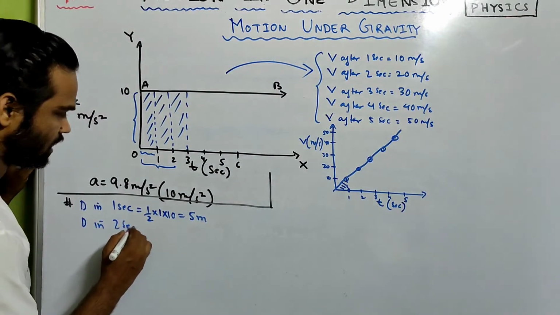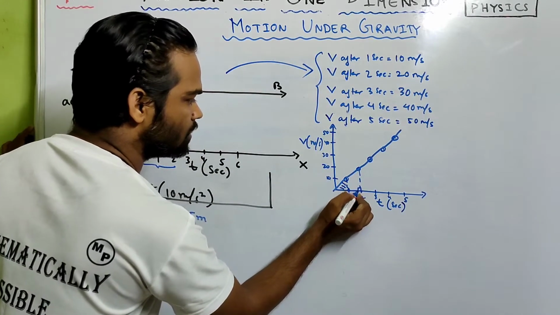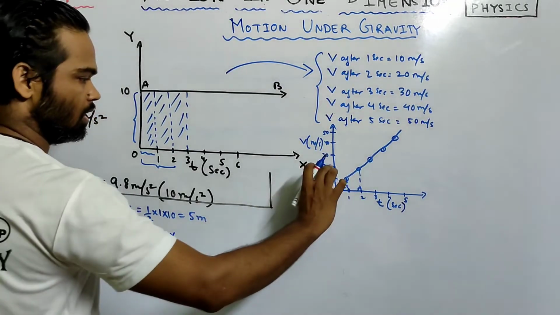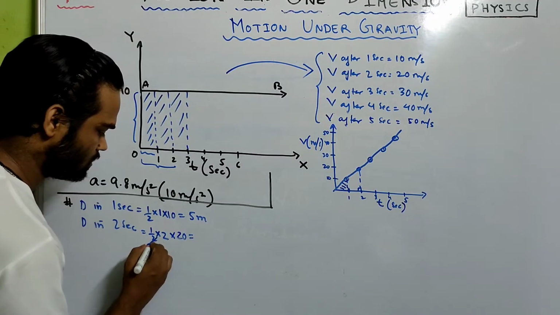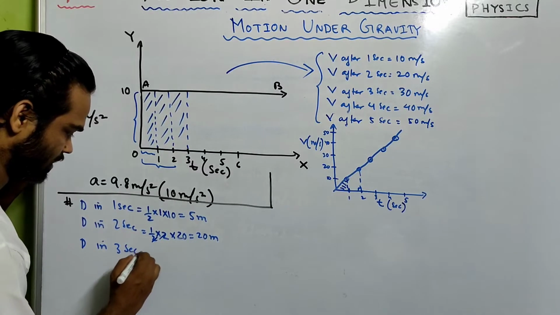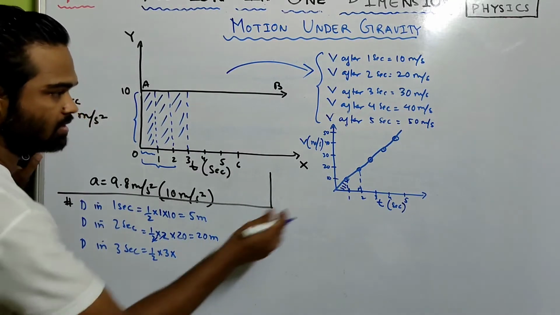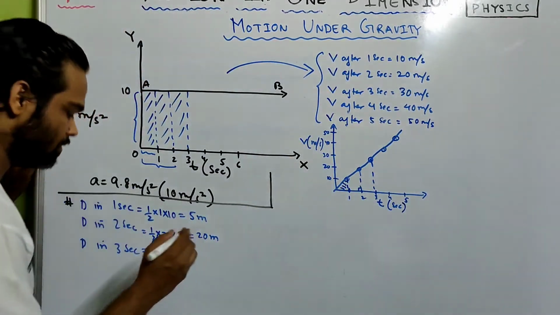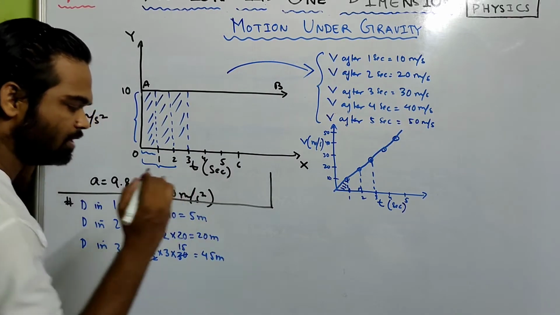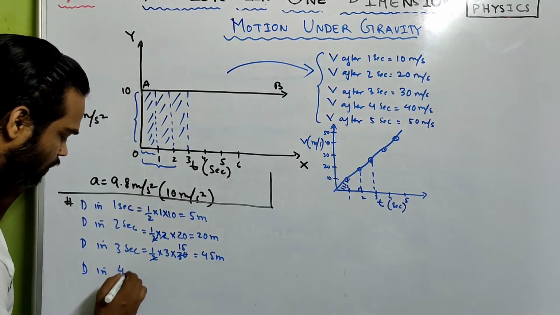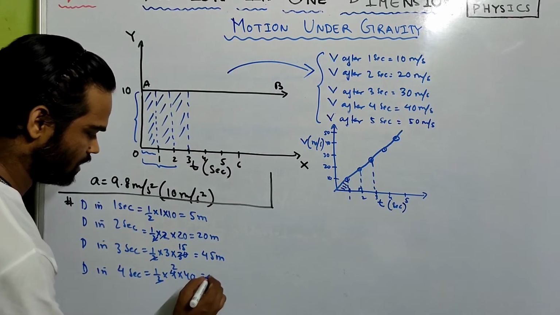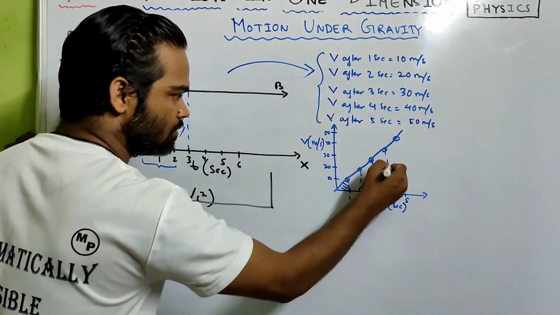Displacement in 2 seconds, if you look, again it's a right angle triangle. Half into base is 2 this time and height is 20. So that's 20 meter. Displacement in 3 seconds. Half into base into height. This time height will be 30. So that's 15. 15 threes are 45 meter. Displacement in 4 seconds. Half into base into height. That's 80 meter. Isn't it?